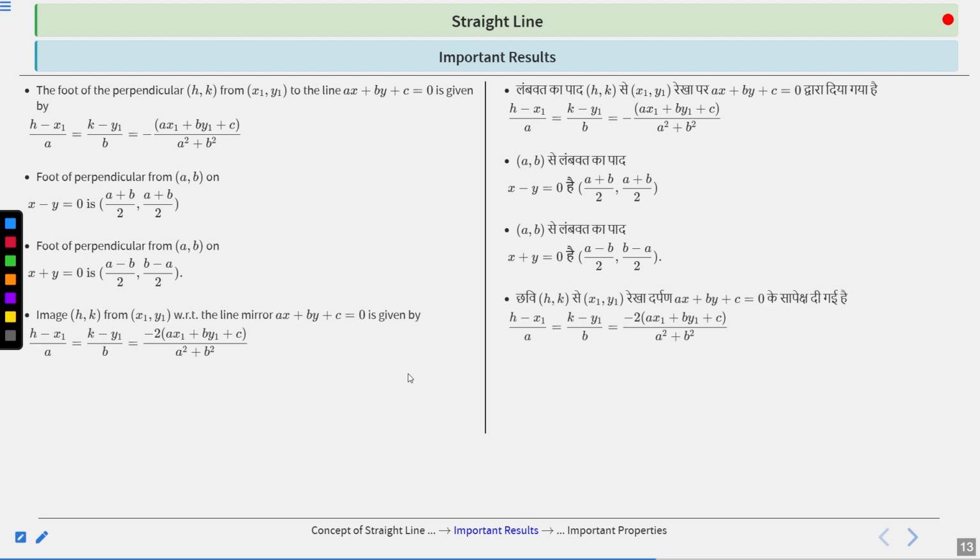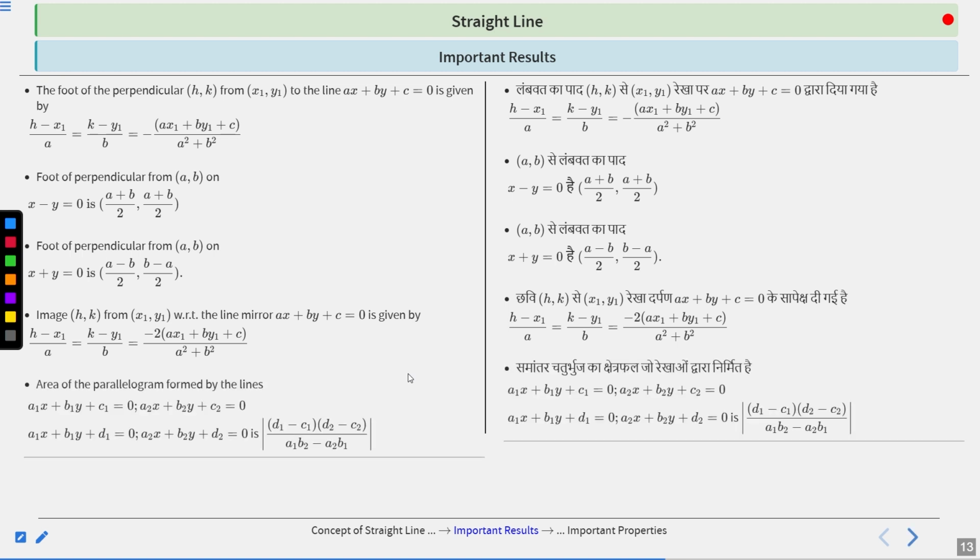Got it? Now the image (h, k) of (x1, y1) with respect to the line mirror ax plus by plus c equal to 0 is given by (h minus x1) by a is equal to (k minus y1) by b is equal to minus 2 times (ax1 plus by1 plus c) upon (a square plus b square). Got it? So the image (h, k) of (x1, y1) is basically (h minus x1) upon a is equal to (k minus y1) upon b is equal to negative 2 into (ax1 plus by1 plus c) upon (a square plus b square). Now the area of parallelogram formed by two lines, right?